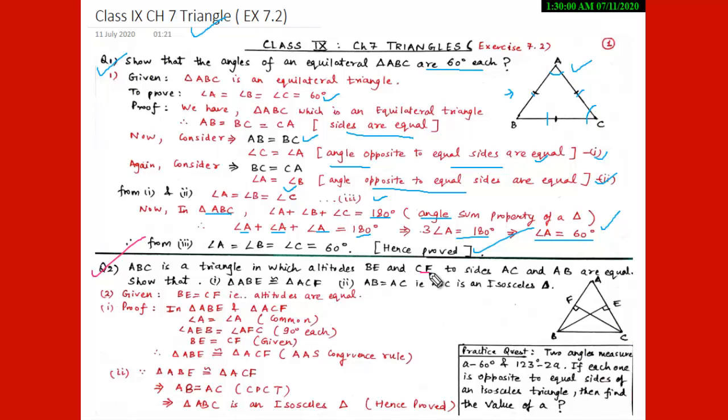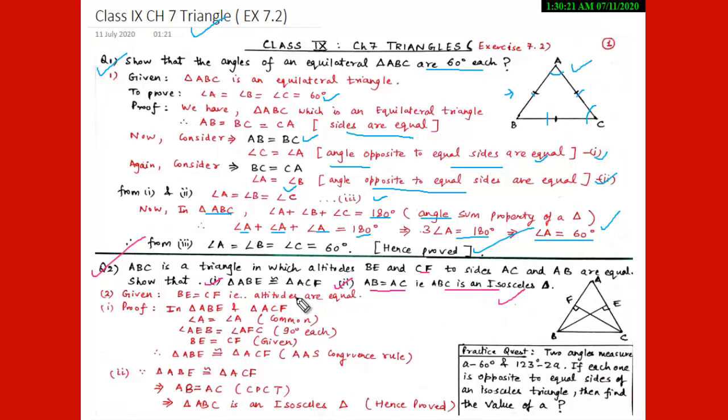And now our second question for today is, ABC is a triangle in which altitudes BE and CF to sides AC and AB are equal. So student, show that triangle ABE is congruent to triangle ACF and in the second part AB is equal to AC. That means we have to prove that ABC is an isosceles triangle. In the first part we have to prove that triangle ABE is congruent to triangle ACF.